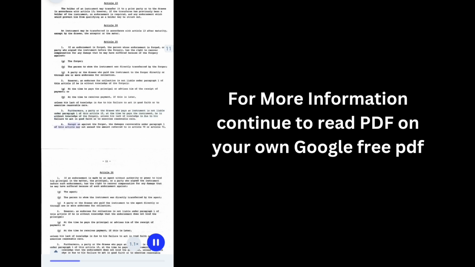4. Except as against the forger, the damages recoverable under paragraph 1 shall not exceed the amount referred to in Article 70 or Article 71.